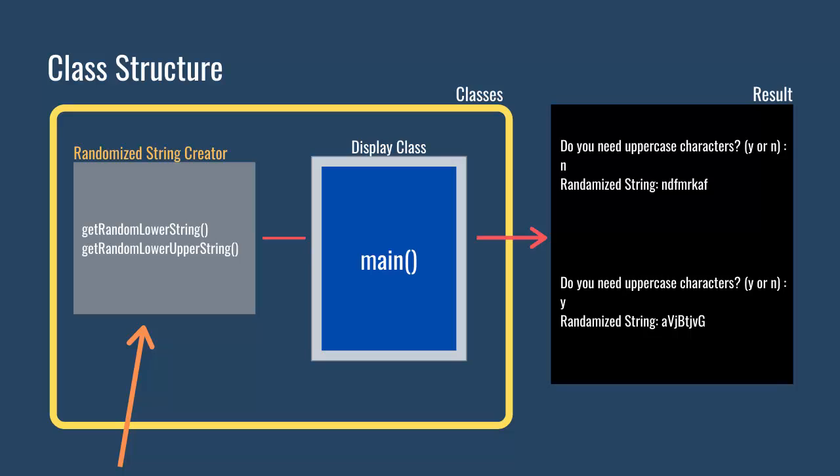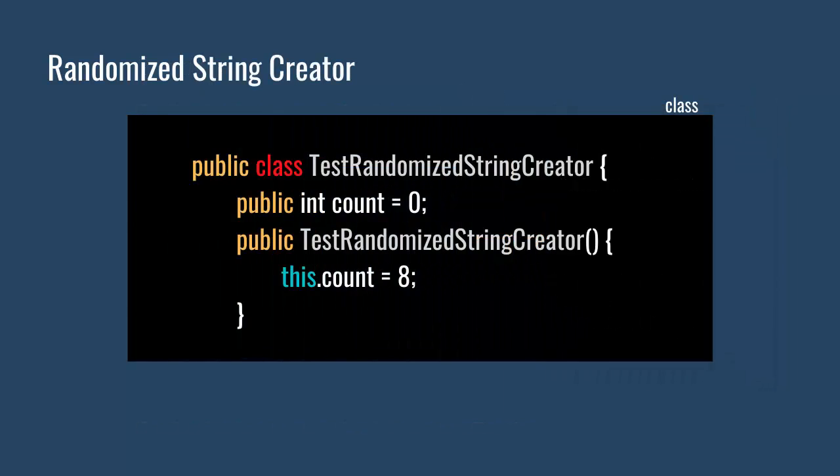The class is to create a randomized string. Please take a look at the class variable and the constructor. The class count variable is 0. The variable means the character count of the randomized string. We write the class constructor to initialize the class variable, so the class count variable is initialized by 8.